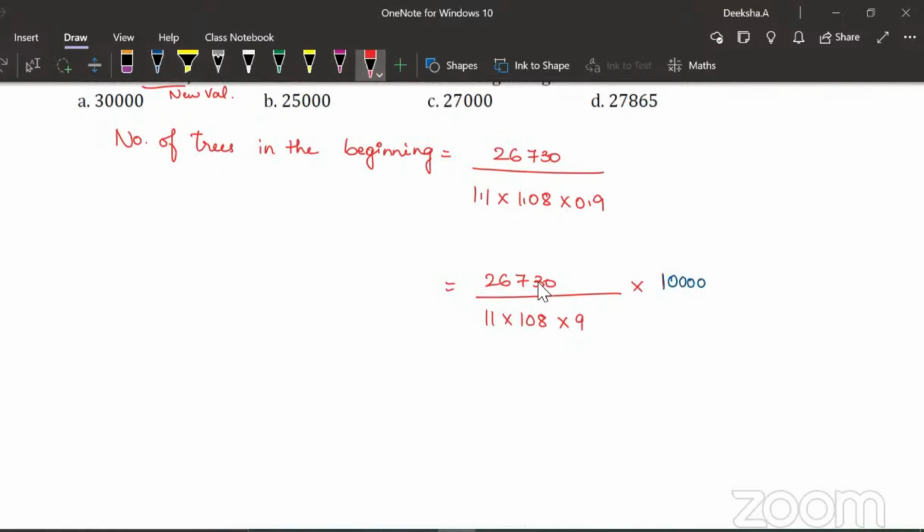You know the divisibility rules, I assume. If you don't know, we will be conducting a detailed divisibility rules class later. Now this is 2 plus 6, 8 plus 10 is 18. If the total is 9 or a multiple of 9, then you can divide it by 9. So I'll divide this by 9.